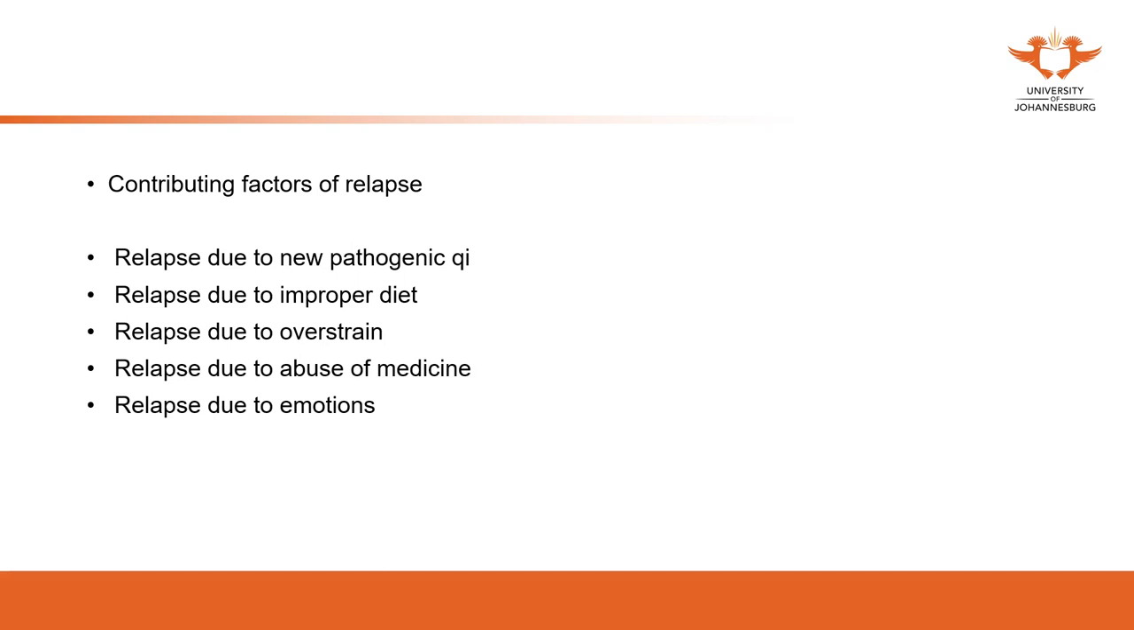When you ask why, and when you have studied these theories, you will understand that we mainly focus on two aspects only: the antipathogenic qi and pathogenic qi. So in Chinese medicine and acupuncture, it's very simple to understand why we are being sick. Two aspects: antipathogenic qi and pathogenic qi.